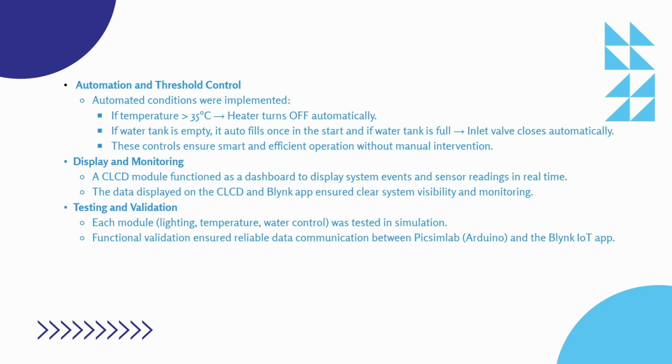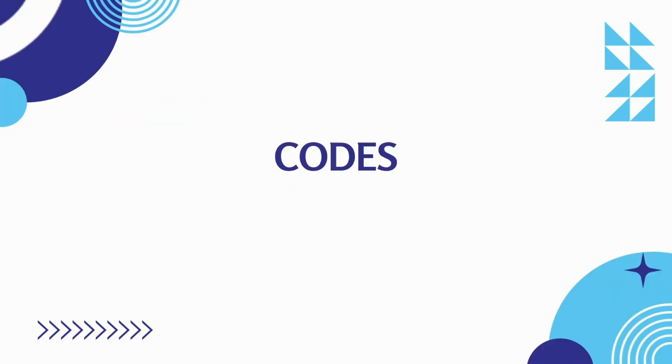Then the display and monitoring. The CLCD module was used to print the status of the heater, the cooler and the inlet and outlet valves. And then the testing and validation. Each module, that is the lighting, the temperature, the water control, was tested in simulation. The functional validation also ensured reliable data communication between PiximLab and the Blink IoT app.